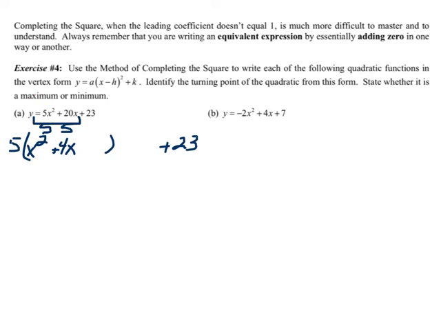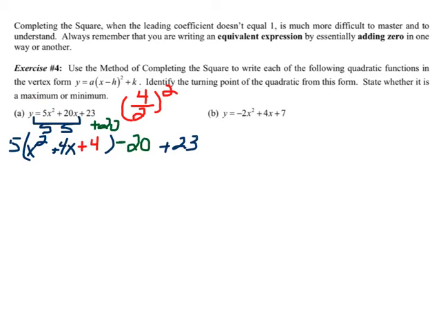In red, I'm going to go up front to find what my c is. So my b is 4 divided by 2 squared. 4 divided by 2 is 2. 2 squared is 4. So I'm going to put a plus 4 in here. But what did I really add? And I'll put this in lime green. What did I really add? I really added 20. So if I really added 20, I have to subtract 20.